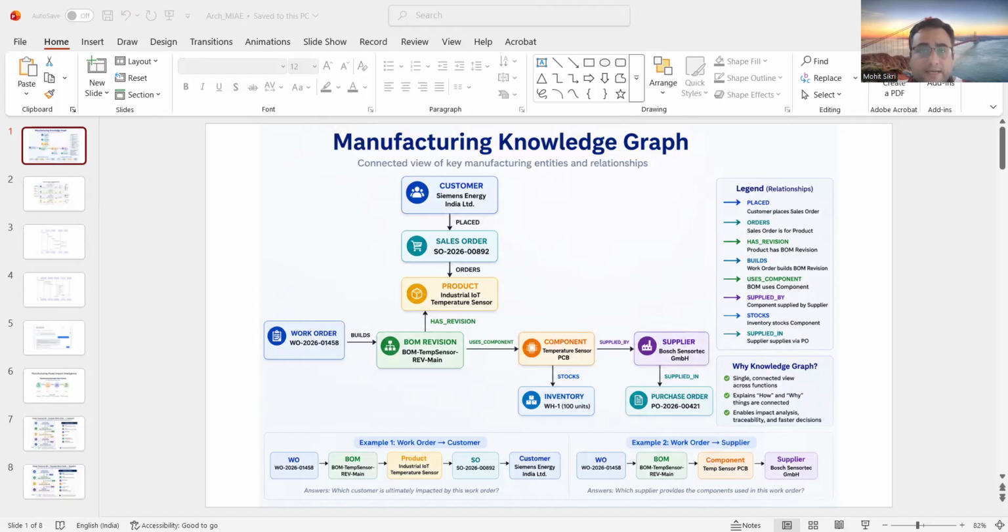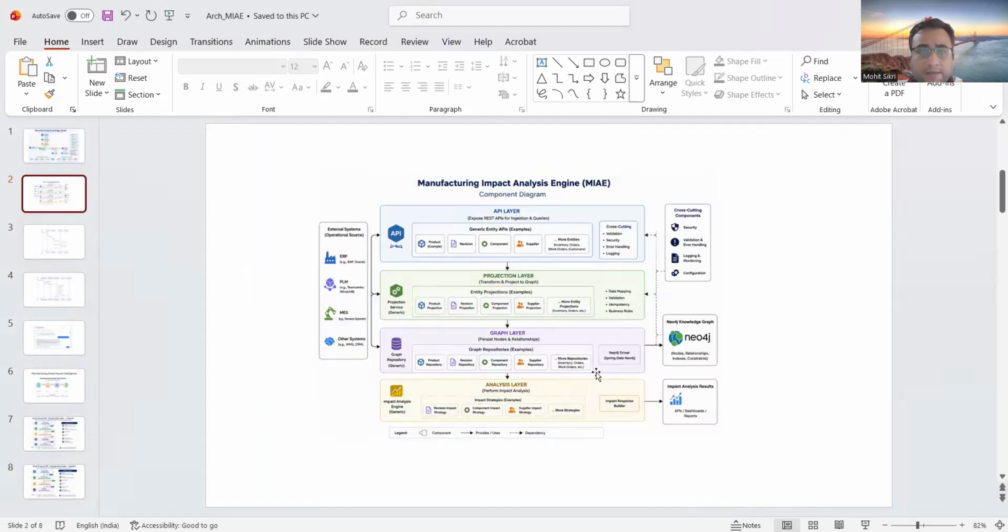Okay, let's go to the next slide. The component diagram.